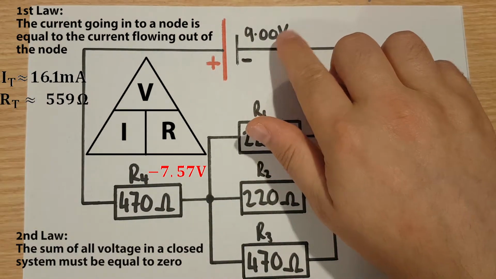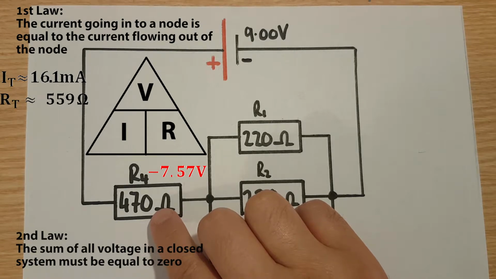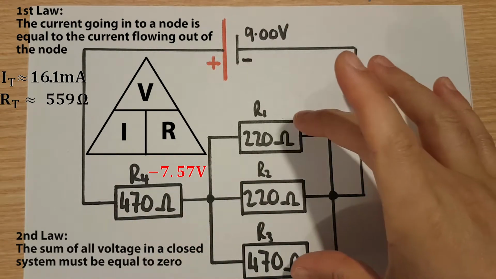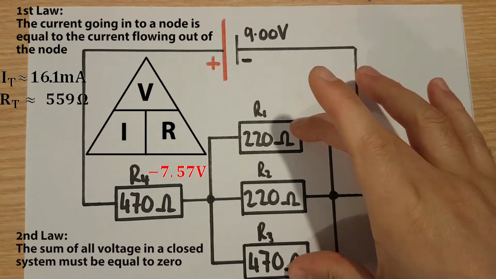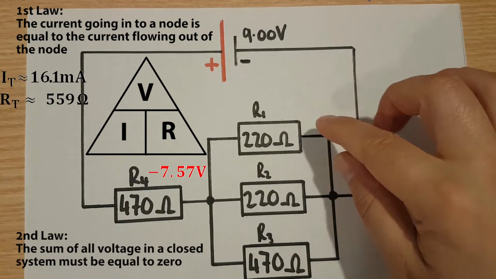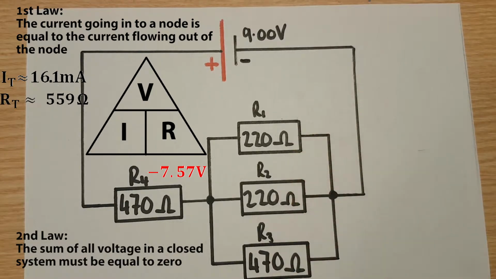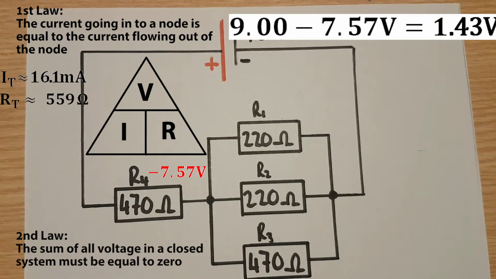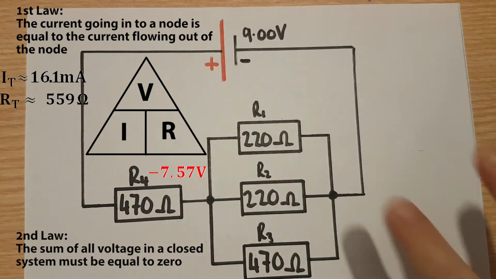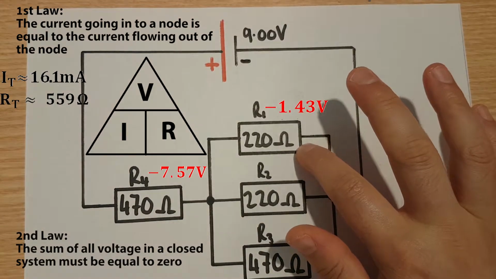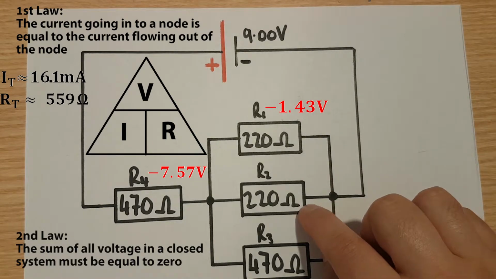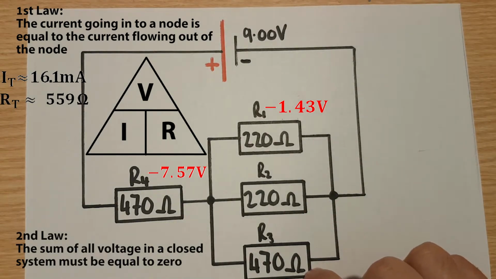Therefore, this voltage minus this voltage must equal the voltage of this block, and because we know that in parallel all voltages are the same, it will be the voltage dropped on each component. So our original potential of 9 volts minus our 7.57 volts, which we worked out for R4, gives us a remainder of 1.43 volts. So we have dropped 1.43 volts across this component, R1, the same across R2, and the same across R3.